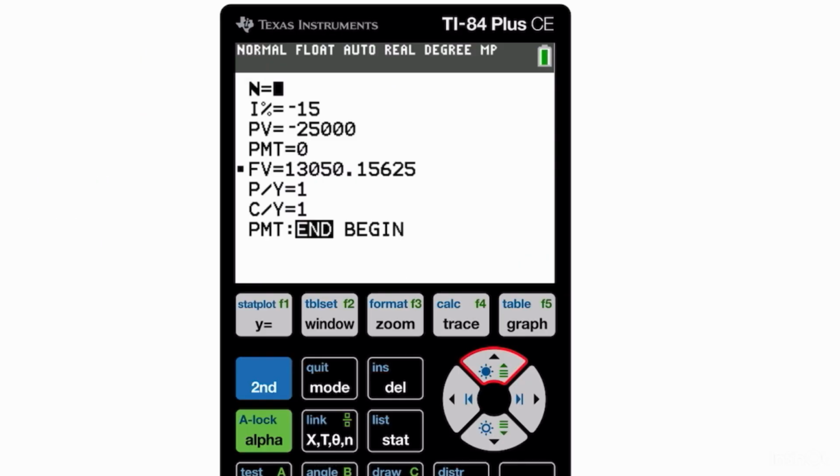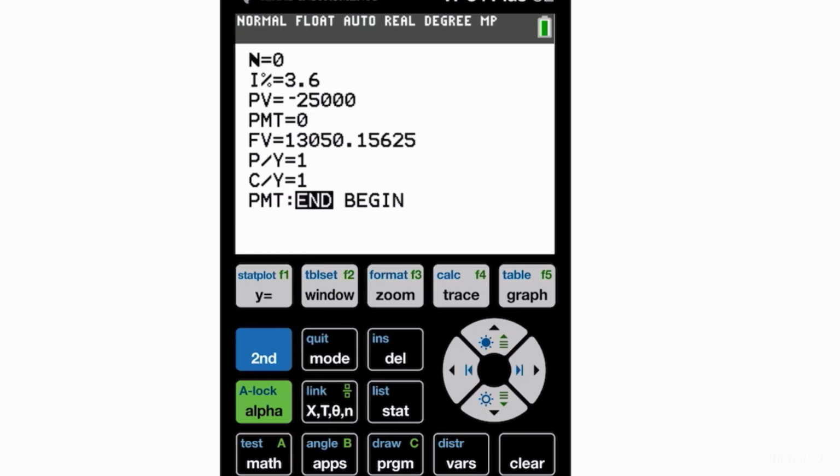N is what we're looking for. You can't just clear it in the calculator. I keep reminding you because the calculator will not let you move down. So leave 0, leave 4, leave whatever it is that you want to put in there. Now, interest rate in this case is 3.6%. Present value is negative 10,000.